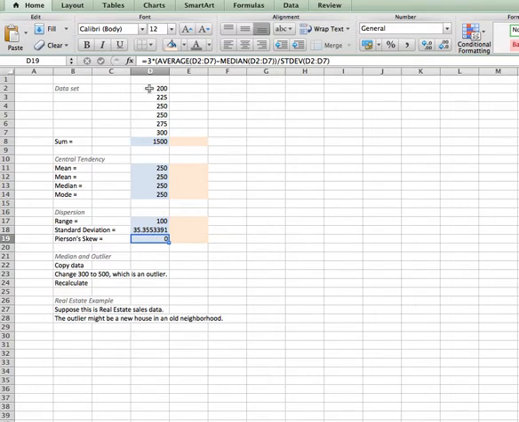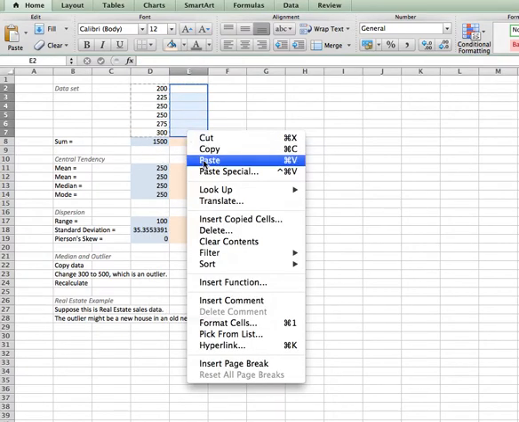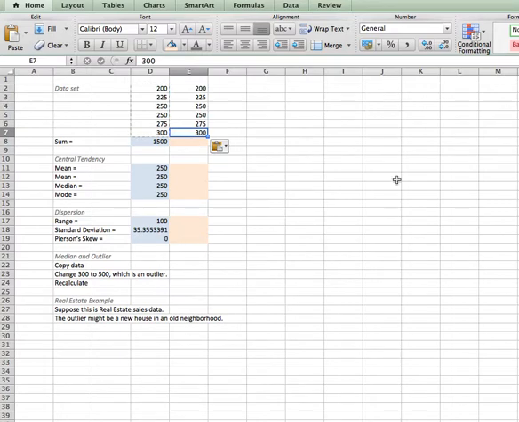All right, next I would like to copy this data over and just paste it alongside here. And I'm going to change the last data point from 300 to 500. So I have intentionally introduced an outlier. And I'm going to sum these up, and I can do it just by dragging this lower corner across. And we see the sum is now 1,700, which is 200 more than the previous, and we expect that.